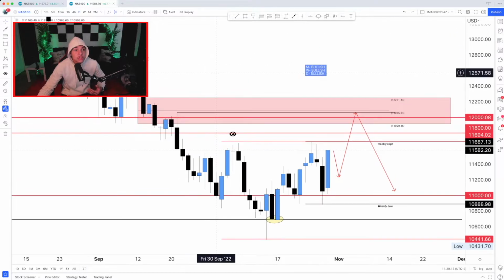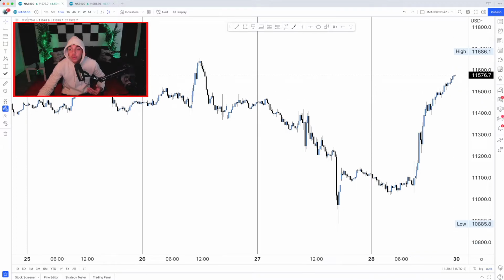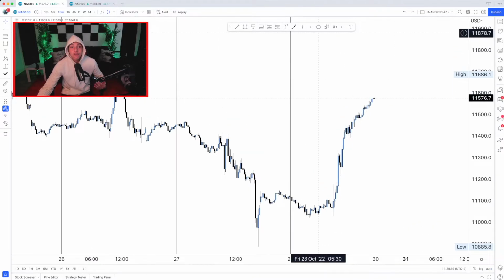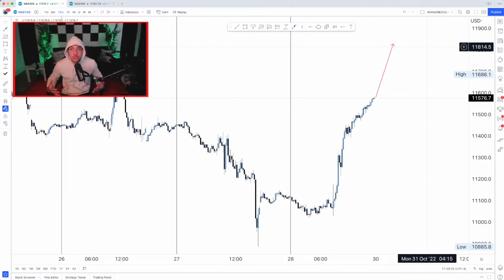Now that is based off the daily. We're going to go down to our intraday now. So like I said, we are extremely bullish. Now price could open when the market opens today. Today's Sunday, and it could just keep pushing higher. It's definitely possible, but you got to look at what is more than likely going to happen.